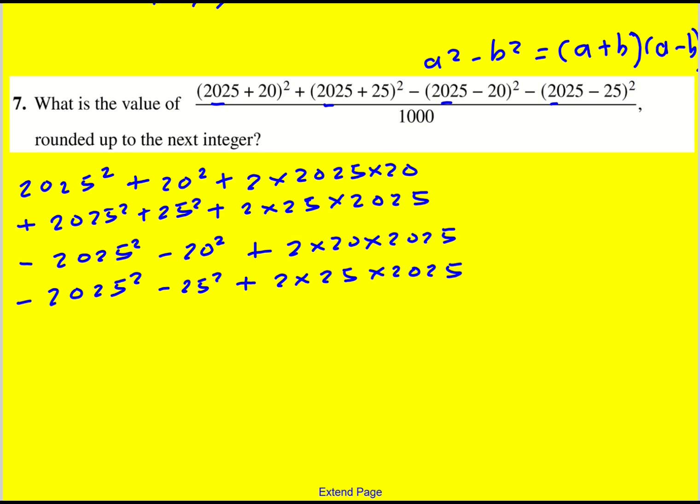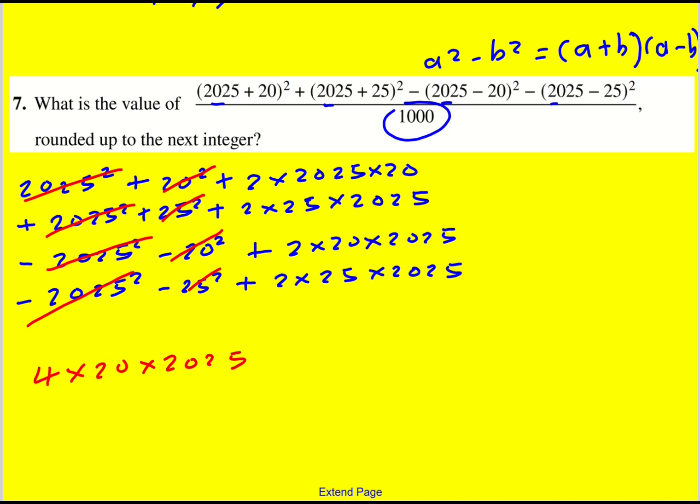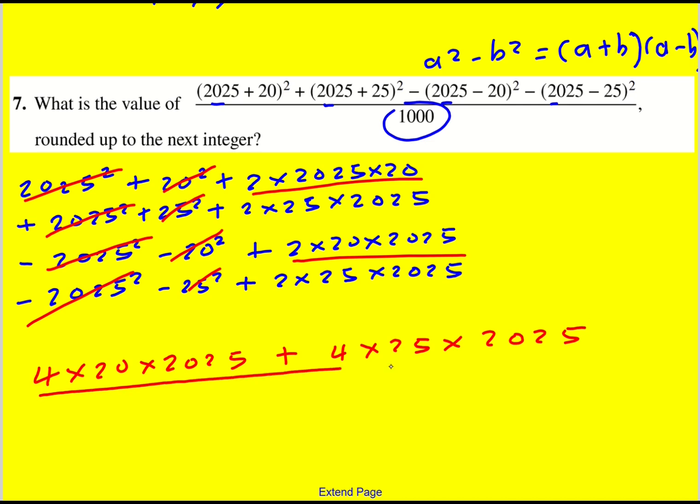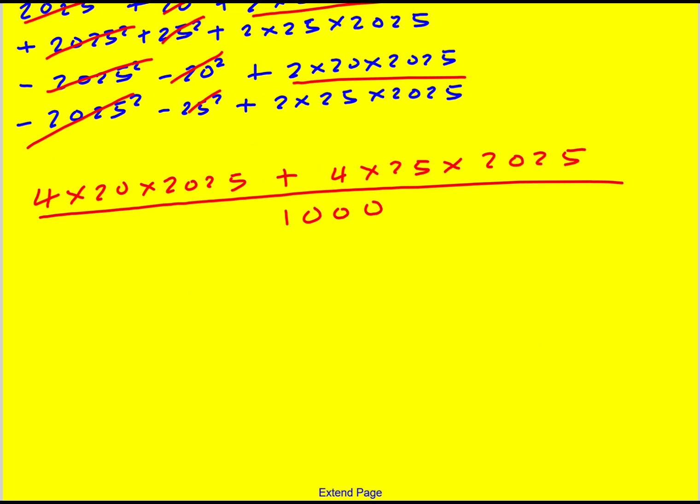And don't forget, we're dividing everything through by 1,000, but I'll bring that back in at the end. So now I can cancel these out, and these, and these, and these. And then I've got four lots of 20 times 2025. And four lots of 25 times 2025. And remember, I'm dividing that, bring the 1,000 back in now. So this isn't as good, it's got to be said. It doesn't sort of cancel out quite as well.